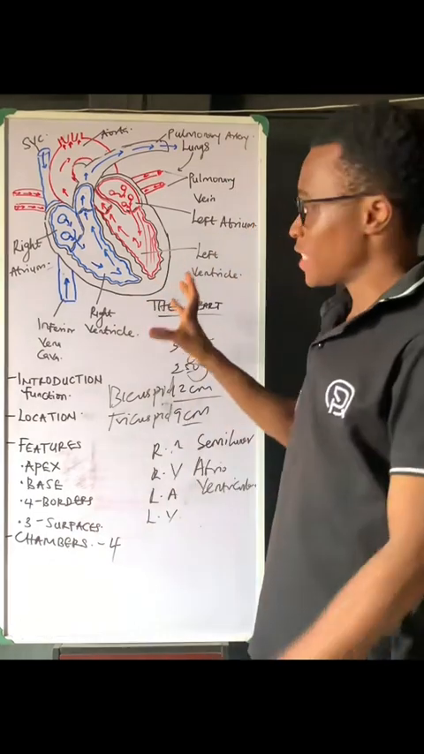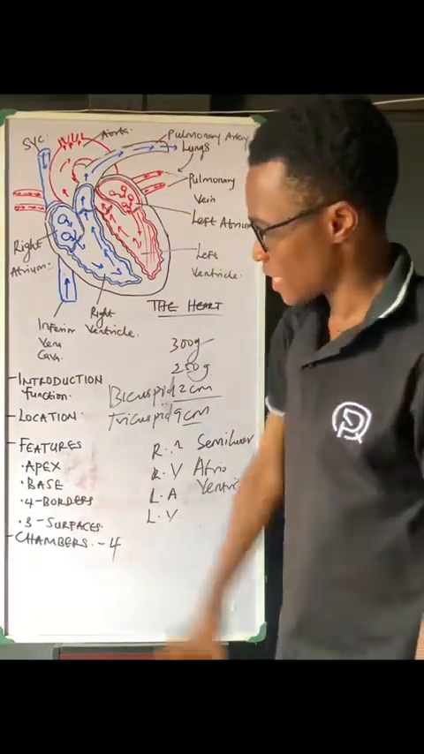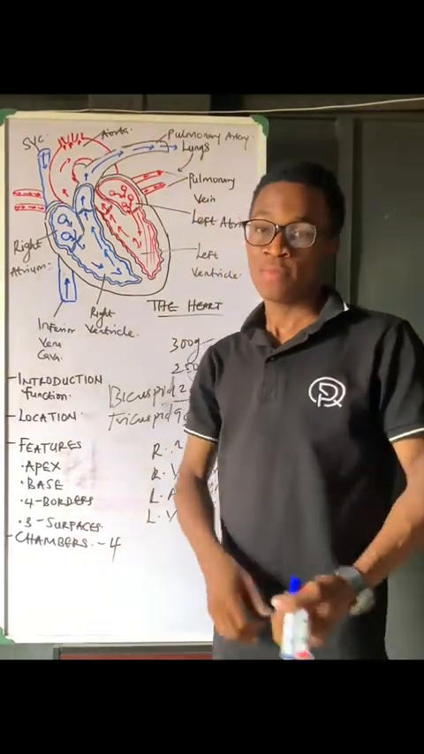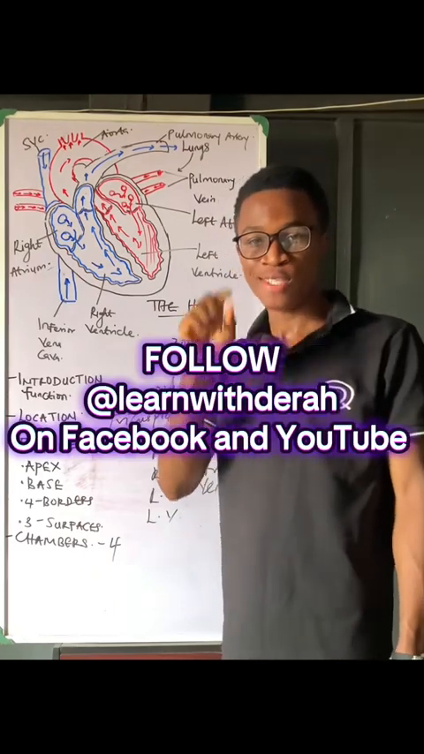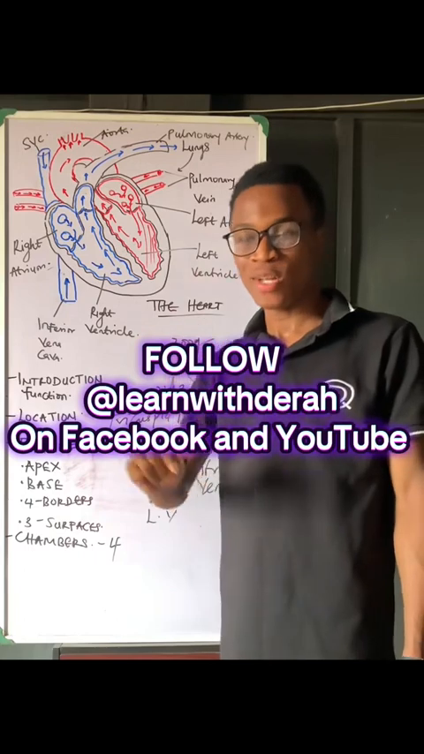That is a rundown of what the gross anatomy of the heart looks like. So I believe you learned something. In our next video, we're going to be talking about blood supply to the what?